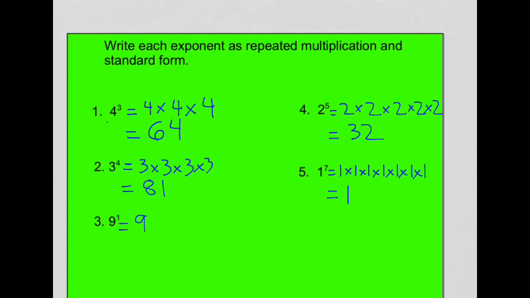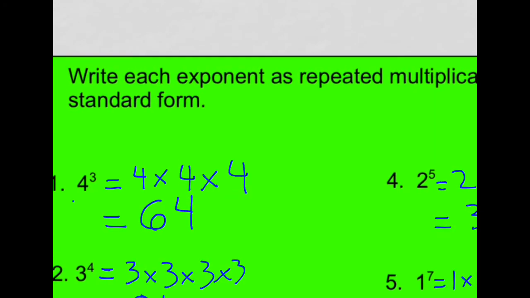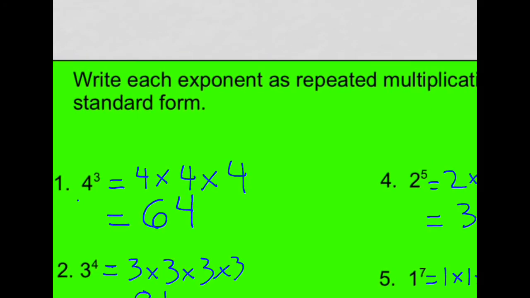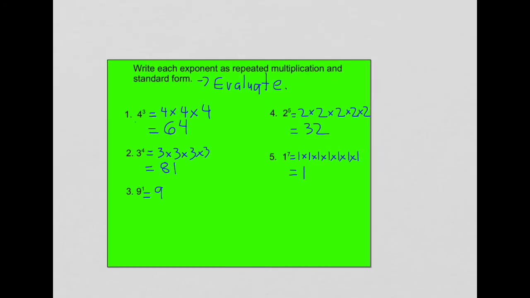So in these 5 questions, we were writing them first as repeated multiplication, and then we were writing in standard form. Just another note as well, sometimes you'll be asked to evaluate answers. Writing in standard form is the same as what's called evaluating. When you're asked to evaluate, it means to find in standard form.